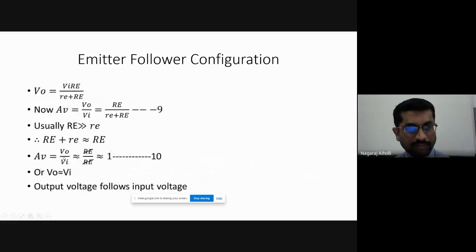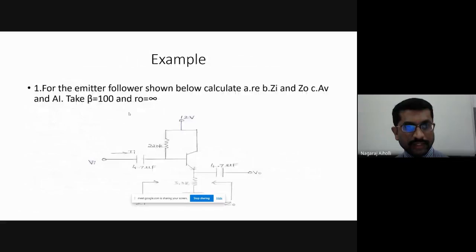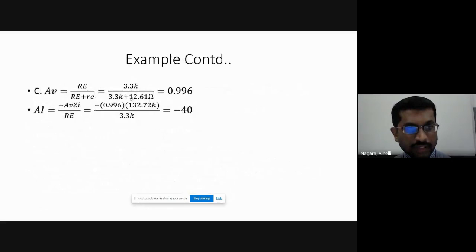Main equation you have to take, not the simplified one. If you take the simplified one, you will get Vo equal to Vi, that is AV equal to 1, not this equation. We have to calculate the actual value of the voltage gain and the current gain, so take the main equations always. AV is equal to capital RE divided by capital RE plus small re. Capital RE is 3.3K divided by 3.3K plus 12.61 ohms, small re is 12.61 ohms. That comes out to 0.996.